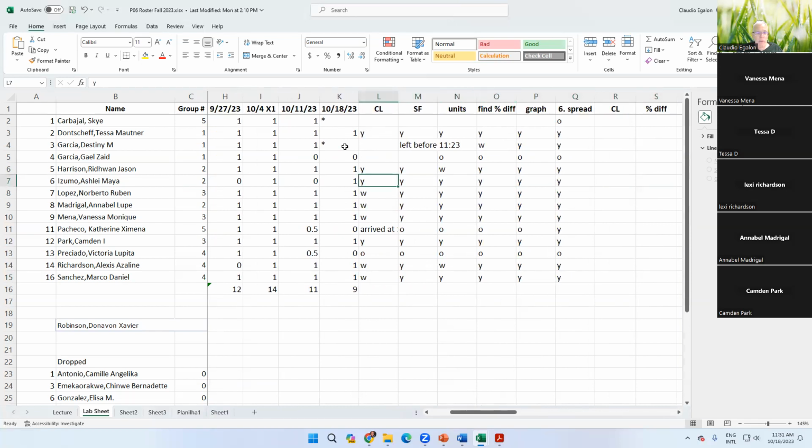No? Okay, good. So if you want to leave, you can leave. Right? Or you might want to work together with Ridwan, helping him out with the units. He is in your group. Norberto, did you finish the CL?